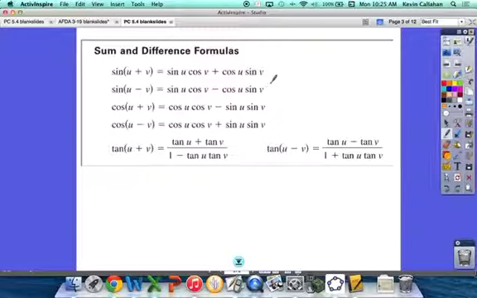So if you just focus on the sine formulas here, they're very similar to each other, the sine of a sum and the sine of a difference. Look at the formulas on the right. There's only one thing different between them: if it's the sine of a sum, that's a plus. If it's the sine of a difference, that's a minus. Everything else is the same.